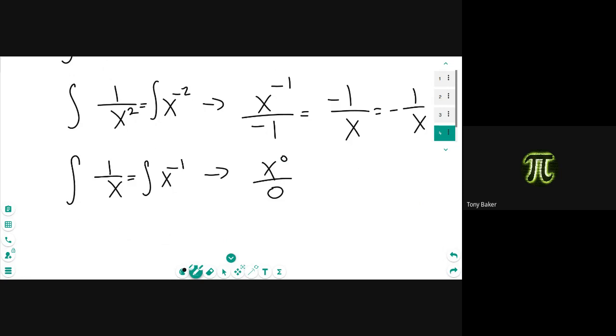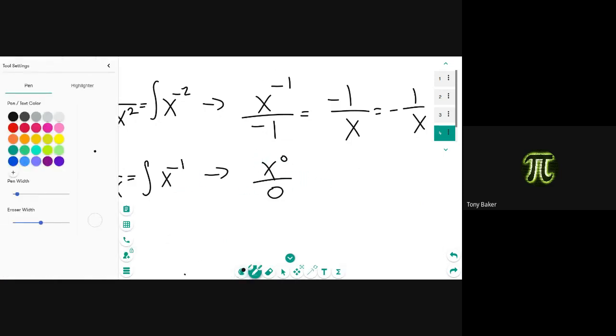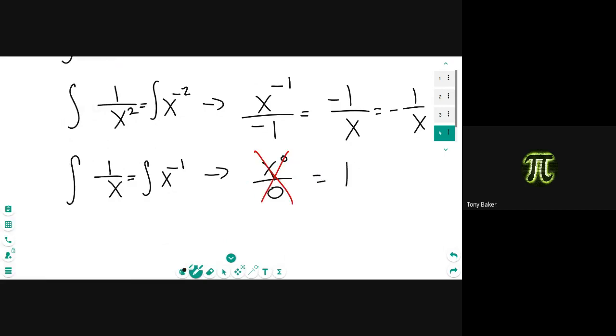Right. So that's one of those ones where inevitably you're going to do that, because every other one works except for 1 over x. Okay? So that's 1 over x. This one ends up being, obviously, that's not right. What it ends up equaling is ln of x.